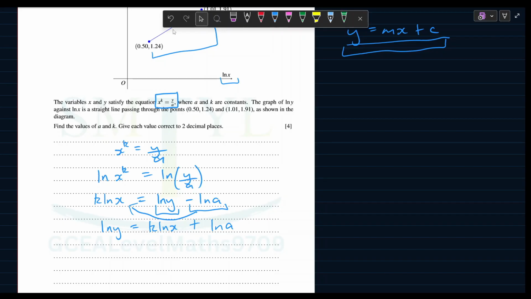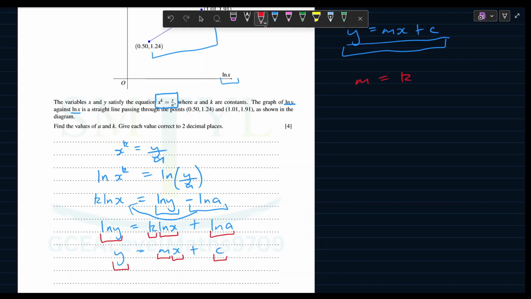Okay, so they are saying that they've got a straight line in ln y against ln x. So let's compare that to the general equation of a straight line, y equals mx plus c. ln y in this case represents y, and ln x in this case represents x. So that should mean this k here represents our gradient m, and this ln a represents our y-intercept c. So we can use this information to help us find what k and a are. We can start off with k. We know that k is going to be the same as the gradient m, so m is equal to k.